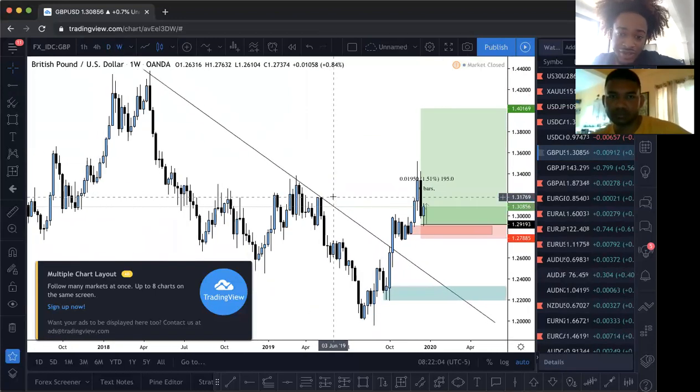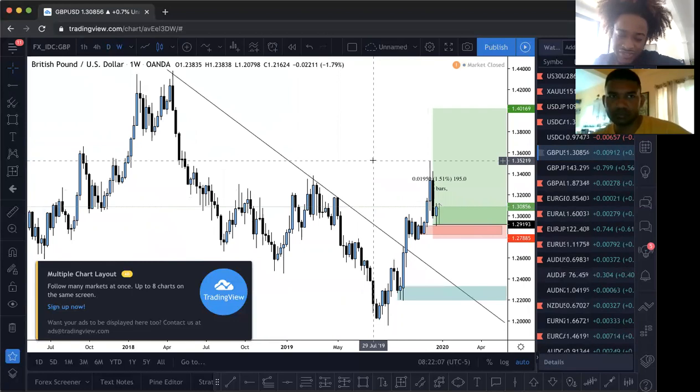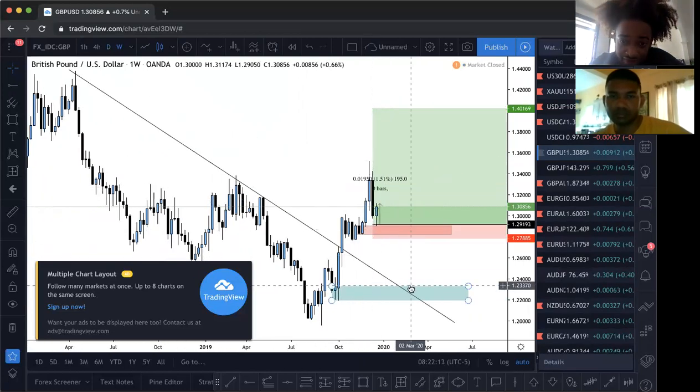Now this is my weekly chart. And you see I just keep it clean, just trend lines as well. On the weekly time frame, this whole thing here is a beast.